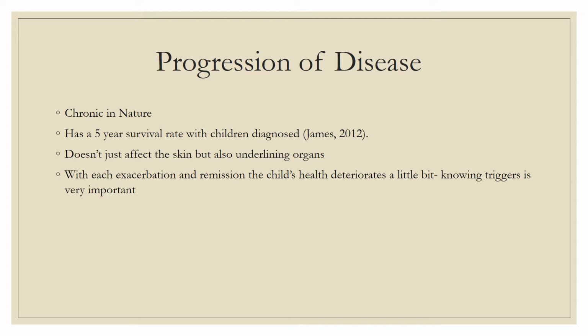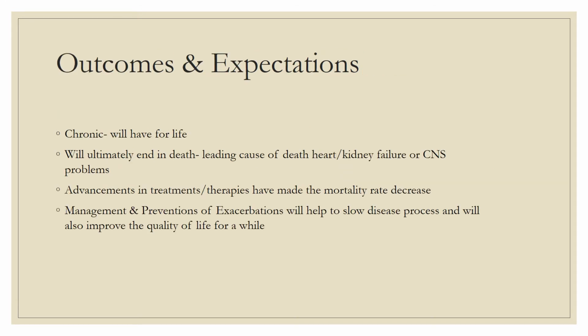The progression of the disease is chronic in nature, so it'll last throughout their life and will also lead to their death. This has a 5-year survival rate with children diagnosed. It doesn't just affect the skin, but also underlying organs. And with each exacerbation and remission, the child's health deteriorates a little bit. So knowing the triggers is very important.